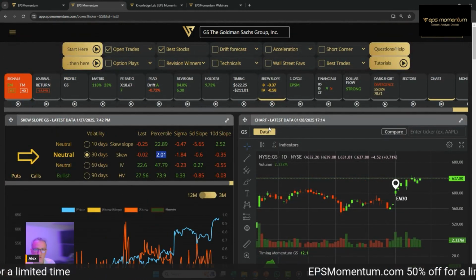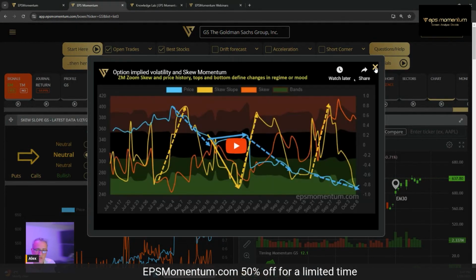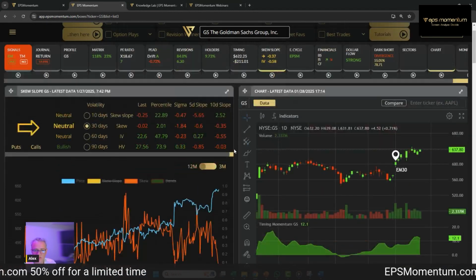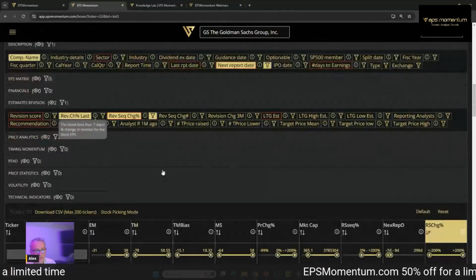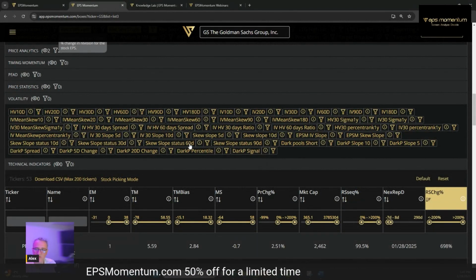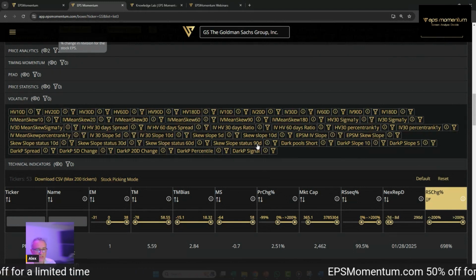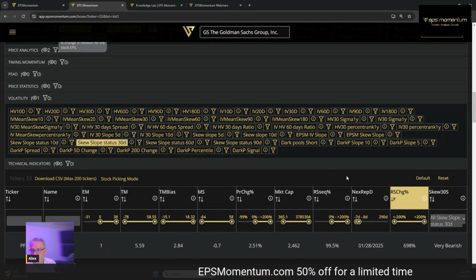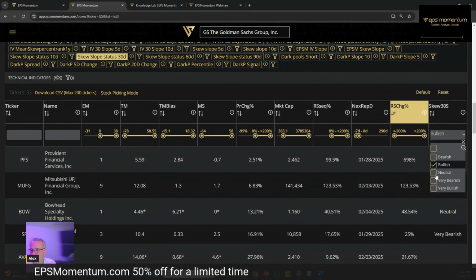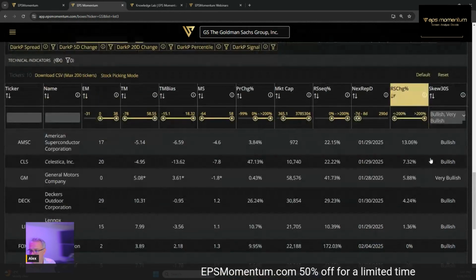So if you don't know what the skew is, click on the video here. It's really self-explanatory and goes into a lot of detail about the skew and options. But you can filter the screener for skew and options right there, the volatility. And then you can filter for skew level, skew signal or status. For example, the skew slope status 30-day. And we can look at the ones that are both bullish and very bullish, right? What we get is all these names.